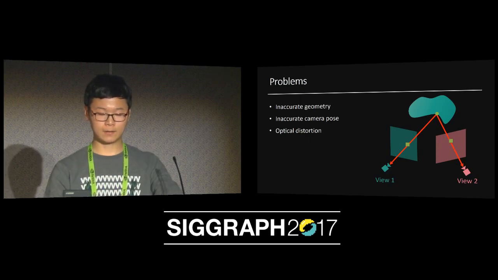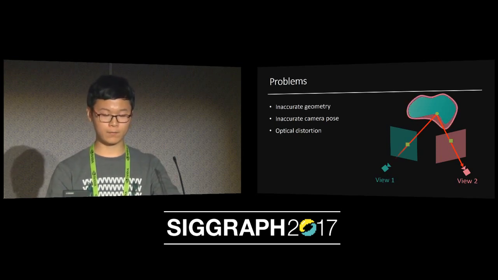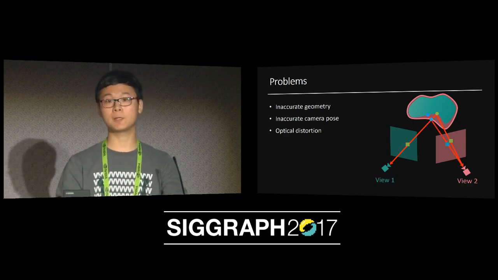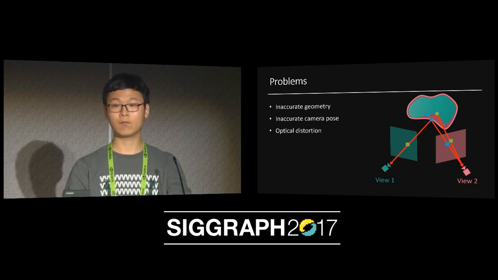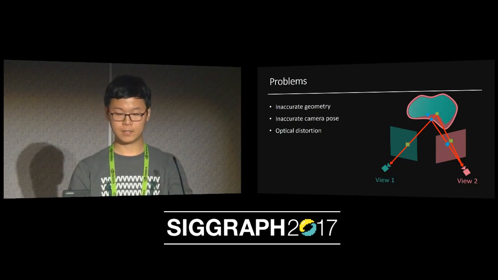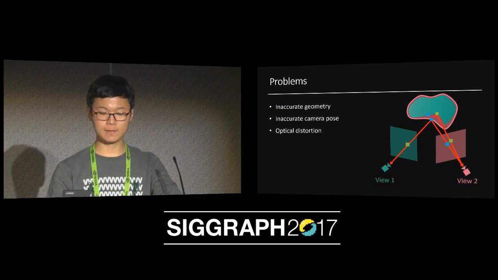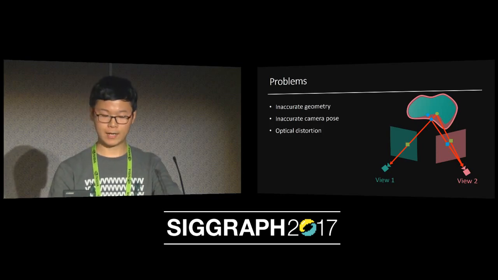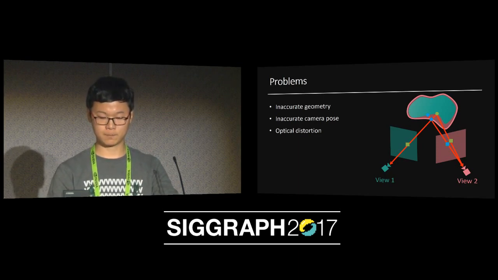Now assume that the geometry is inaccurate. Let's look at the intersection of these three with the inaccurate geometry. Obviously, the new vertex will have the same projection and get the same color from view 1. But when it comes to view 2, it will be projected to a different location, which usually has different colors. In this case, if we simply blend these two colors, there will be blurring and ghosting artifacts. The problem is similar for the case of irregular camera pose and optical distortion.